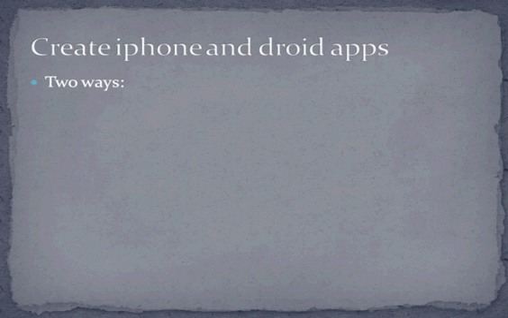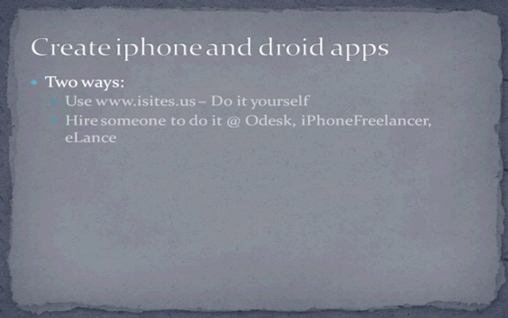There are two different ways to go about creating applications. The first one, you can do it yourself by using a site like isites.us, and I'll show you that in just a minute. Or the second way is if you want to customize that application and make it into something that isites.us does not provide, then you can do that. But you're going to have to hire somebody to do that. And I'll show you how to do that.